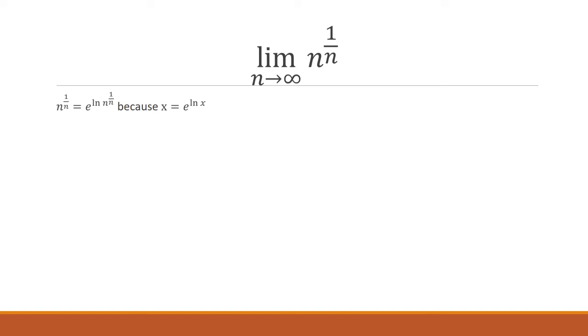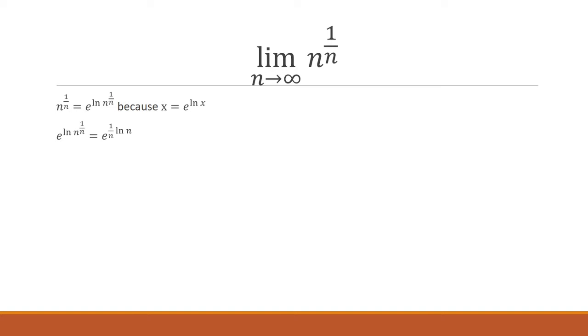Now we can rewrite n to the 1 over n power as e to the ln of n to the 1 over n power. And that is because x is the same thing as e to the natural log of x. The e and natural log functions are inverses. So whenever you compose inverses, you get the identity, which is x.